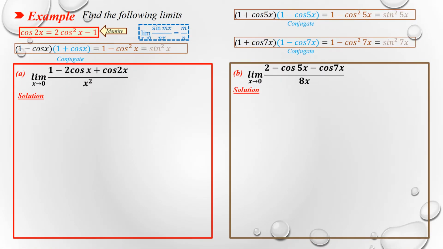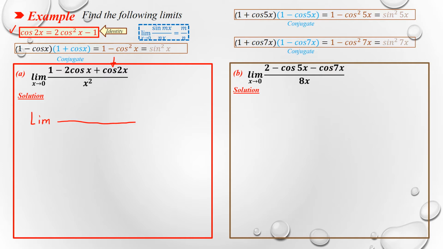Hi everyone, in this video you have to find some limits using trigonometric identities. So in part A we have the limit of 1 minus 2 cosine x plus cosine 2x divided by x squared when x goes to 0. As you know, you have to rewrite cosine 2x using this identity. So you have to write it as 2 cosine squared x minus 1.